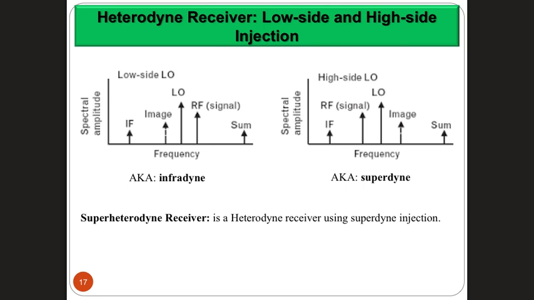In general, because designing oscillators at lower frequencies in a certain range is more challenging in terms of the noise and some other aspects. So the heterodyne receiver, which is using superdyne, is typically called in the literature the superheterodyne receiver. And that's the most common heterodyne implementation that we see, using the superdyne, not the infradyne.